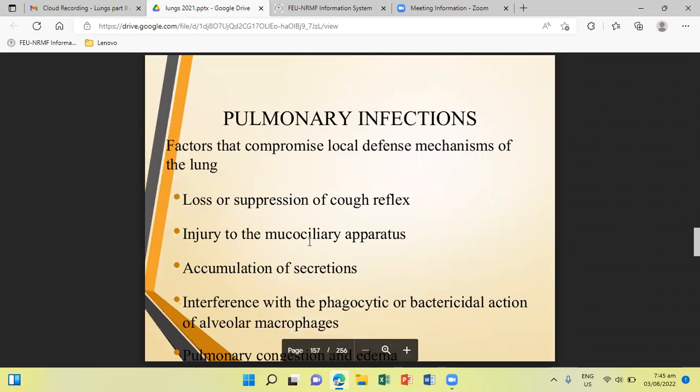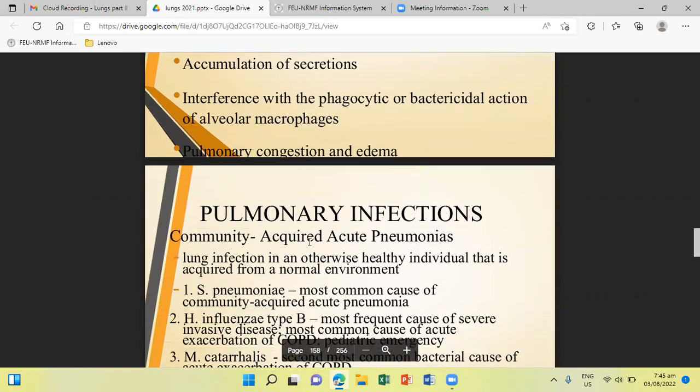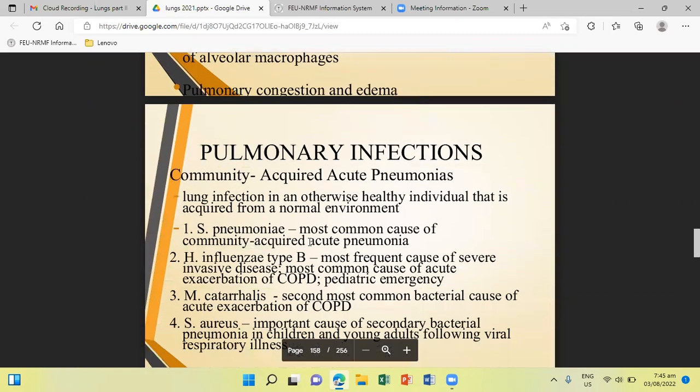Pulmonary infection occurs because you have a defense system that somewhat is low, an injury to the mucociliary apparatus, which may be initiated by a habit, like for example, cigarette smoking, which actually causes metaplasia in your lining epithelium from columnar to squamous, or you have accumulation of secretions or interference with phagocytic or bactericidal action and pulmonary congestion and edema. So when we're talking of pulmonary infection, there are a lot of agents, as you can see.